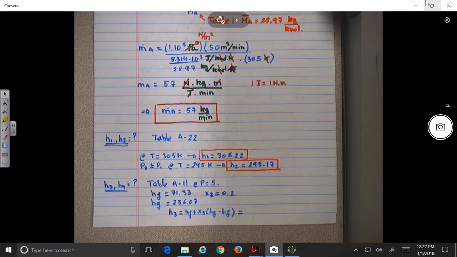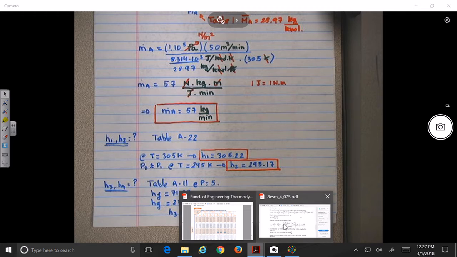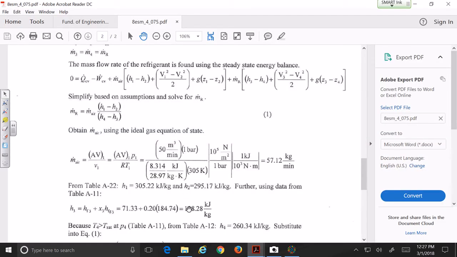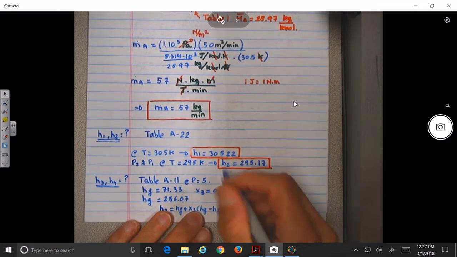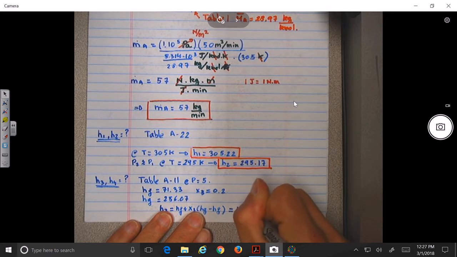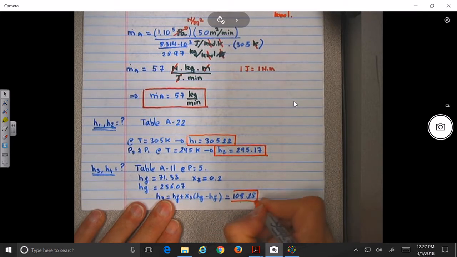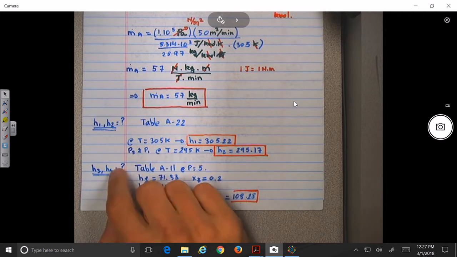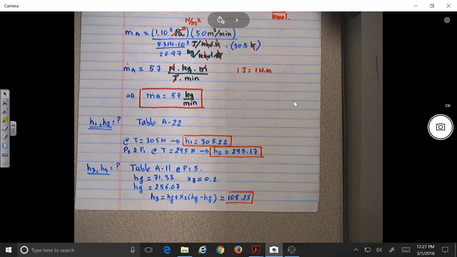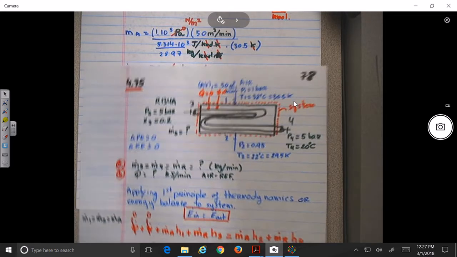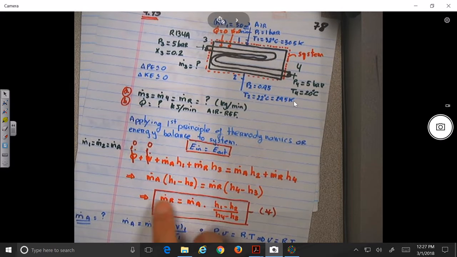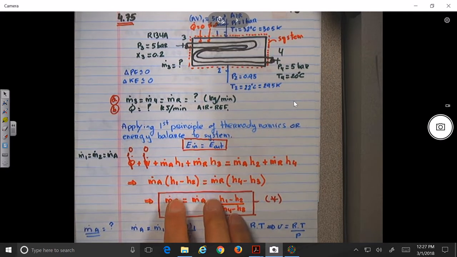I can look at the solution to save some time, since we have it. So H3 looks like it's going to be 108.28. I don't want to rush it, but then what we need to do is to find H4, no? And we substitute into this equation. We find N sub R. So we finish that next time.